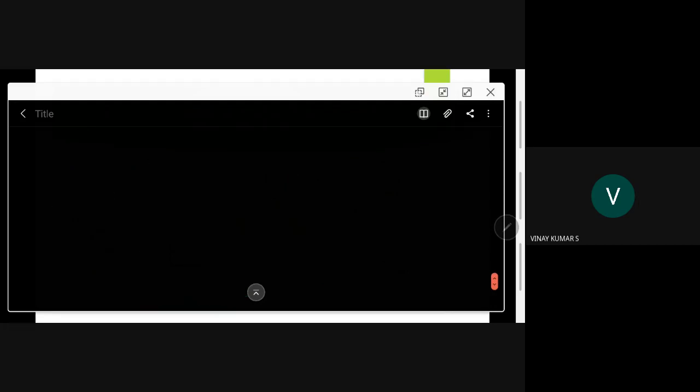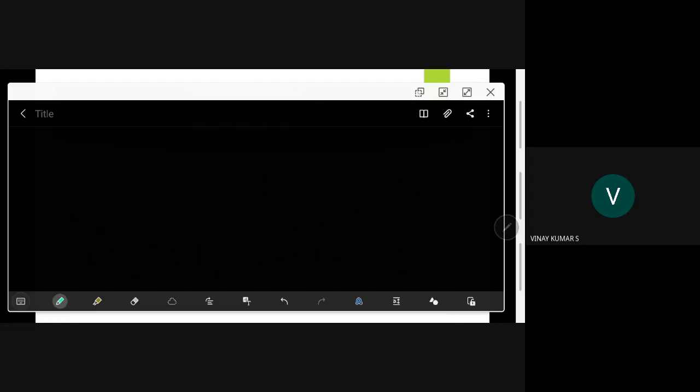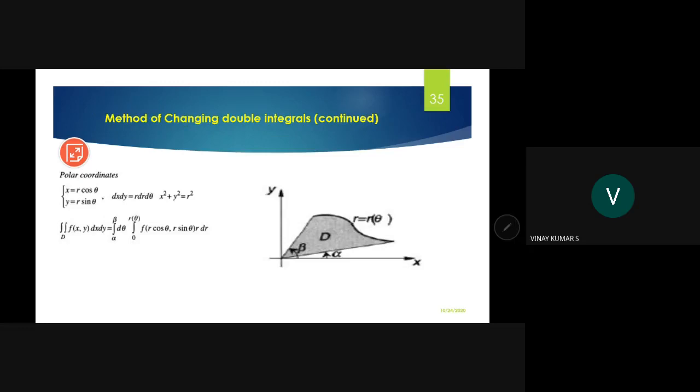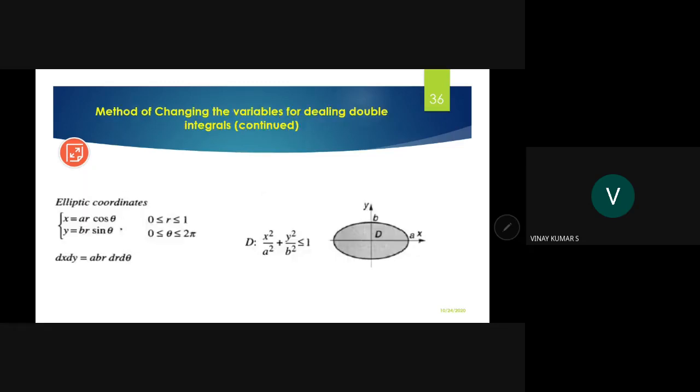What is changing of variable? Here you probably might have heard about x is equal to r cos theta, y is equal to r sin theta, something like this. Okay. I will tell you why we need to go for change of variable. I'll show a very simple application, probably written here on applications.